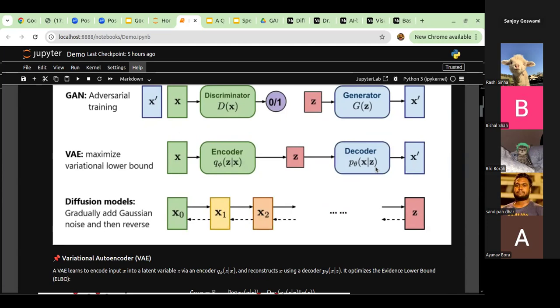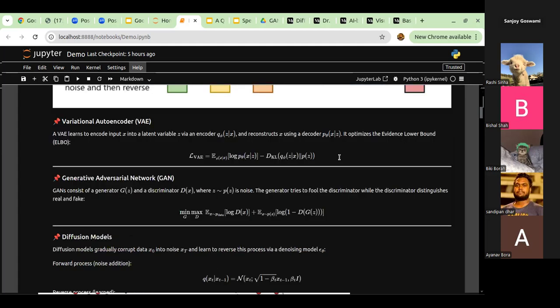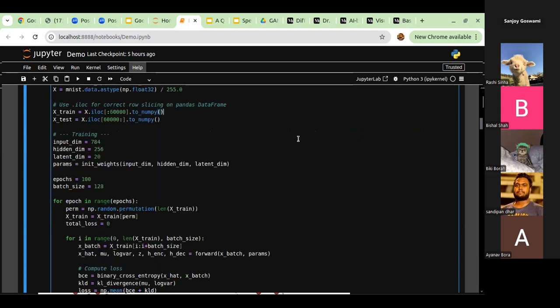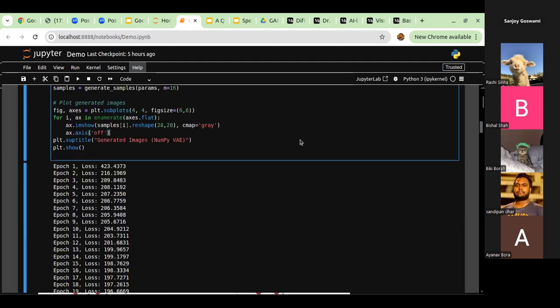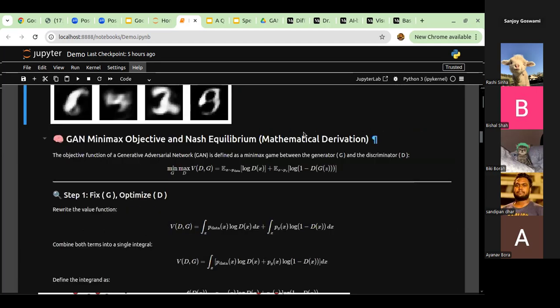Yes, sir. So in diffusion, you use chain probability to do the same task. Now let me go to this example. I'll explain the code. This is the diffusion code, but I'm directly going to the GAN code.